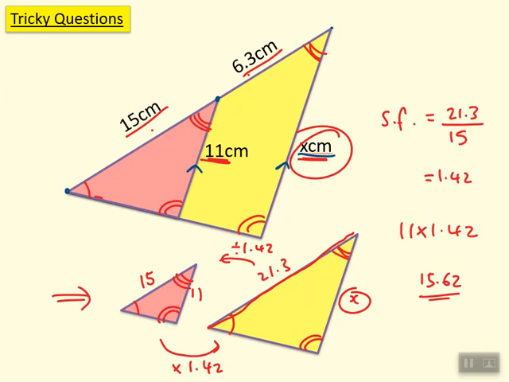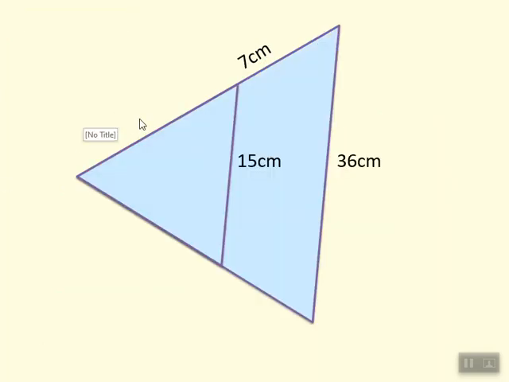Okay, let's do another one. We're asked to work out side x here. So x is going from here to here, and again it's two triangles drawn on top of each other, and these two sides are parallel. Now this question's a bit tricky. This one's not easy. A bit of algebra involved.